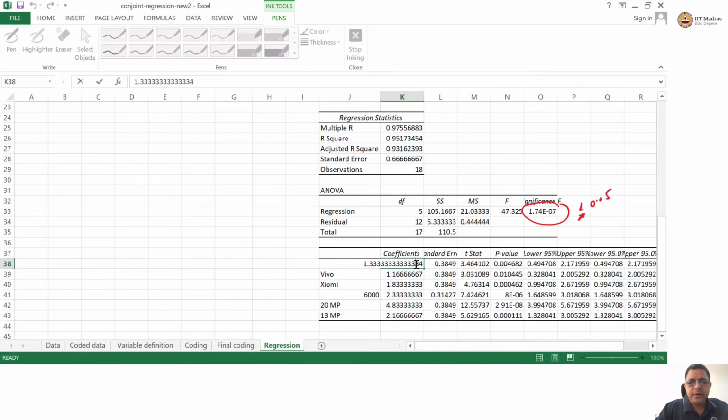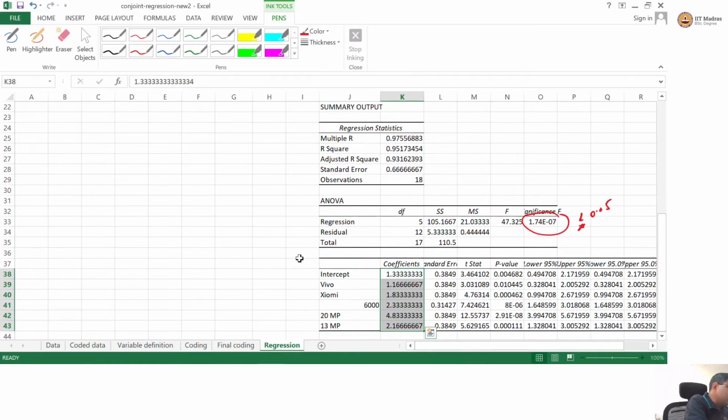These are the values of my betas, right? So this is beta naught estimated using B naught. This is beta 1 estimated using B1. This is beta 2 estimated using B2. So these are the values.